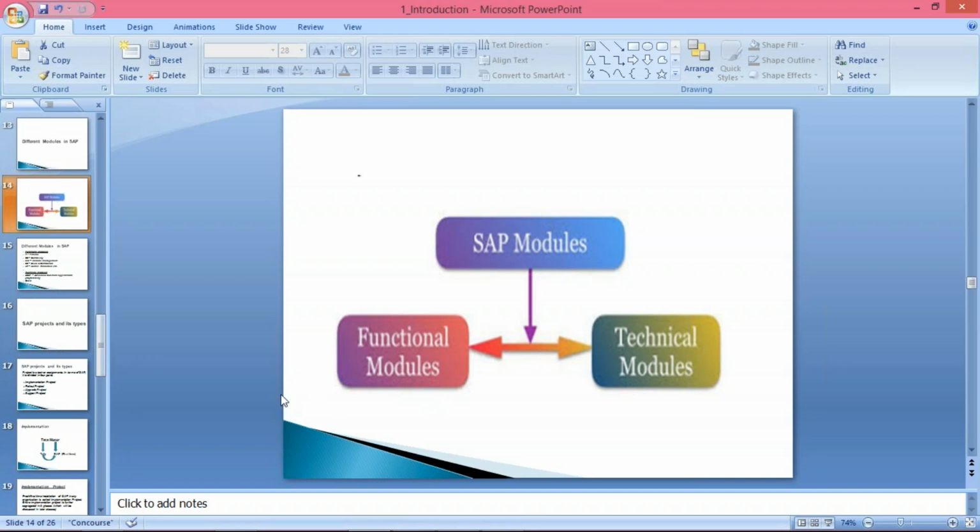Functional module means the module, like, let's suppose you guys are going to do FICO, the finance module. So this FICO is called a functional module. Technical module means ABAP, Basis.